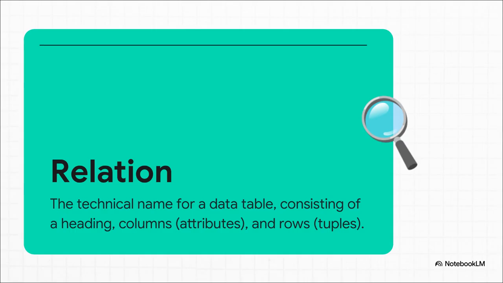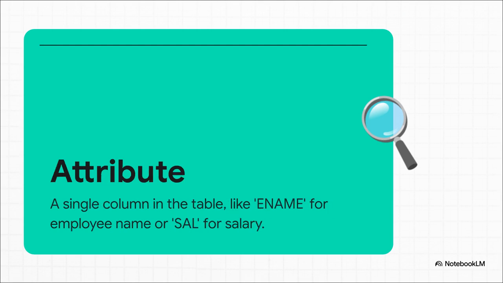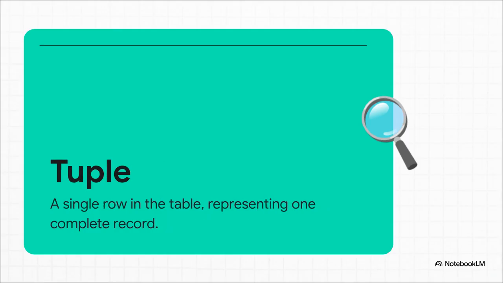All right, before we start pulling this apart, let's just get a couple of terms straight. In the world of databases, a table like this has a formal name, a relation, and each of those columns, like ename for the employee's name or sal for salary, is called an attribute. And finally, each individual row, which is a single complete record, is called a tuple. So we've got our relation, our attributes, and our tuples.